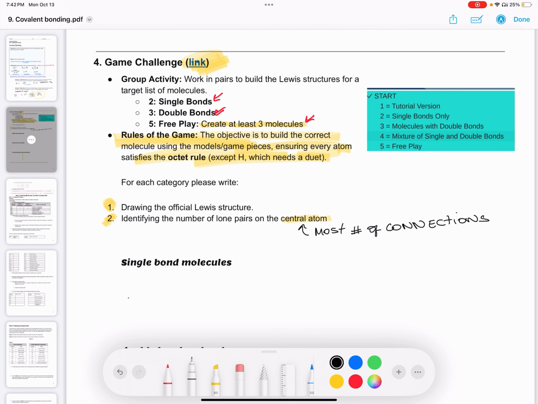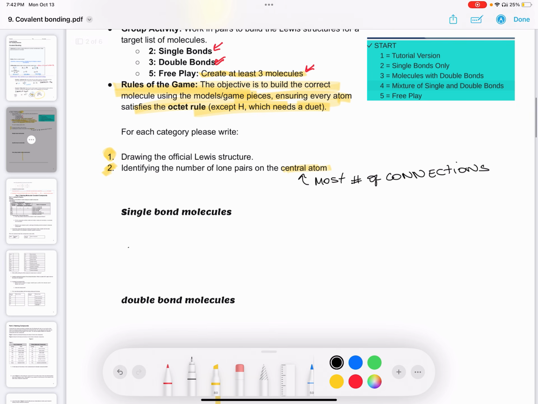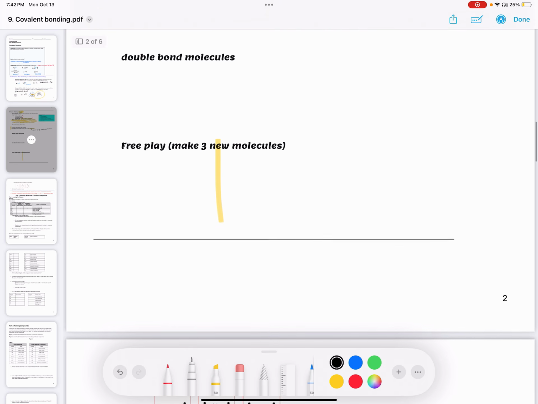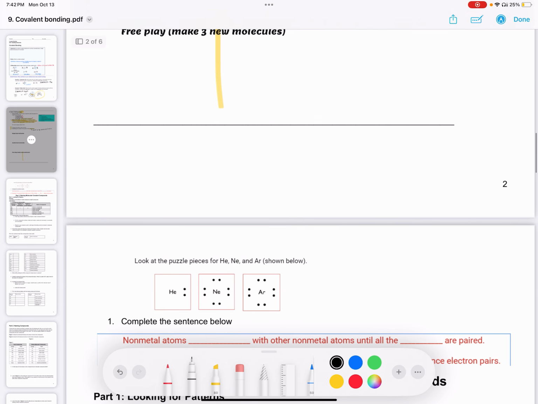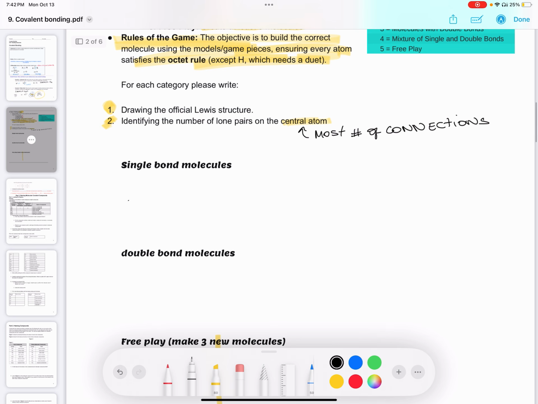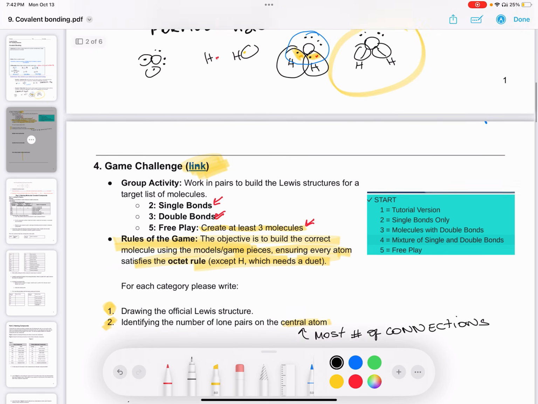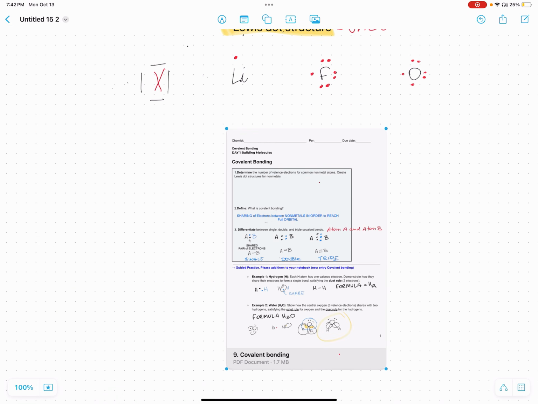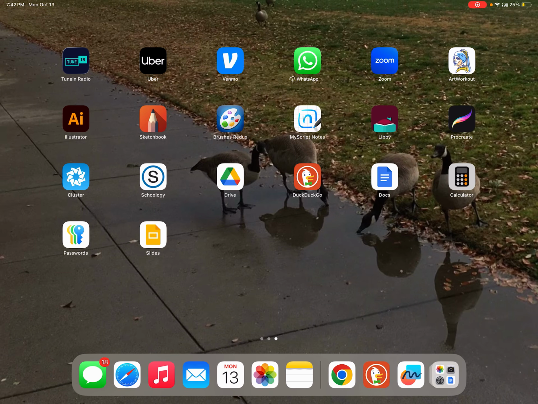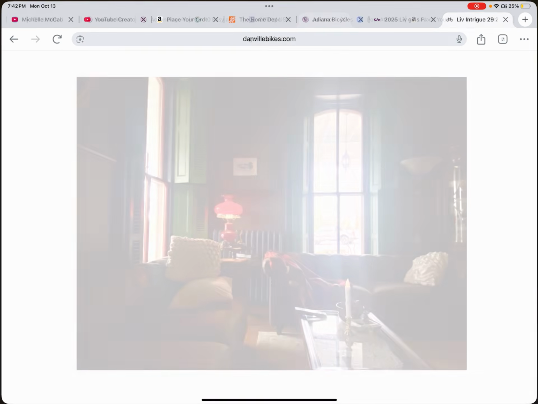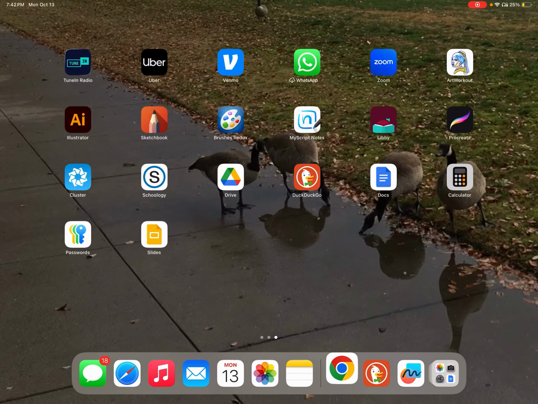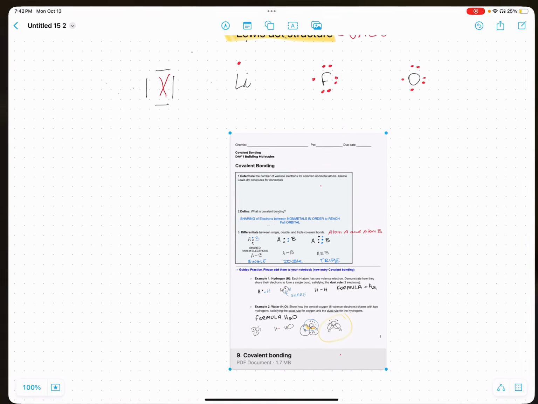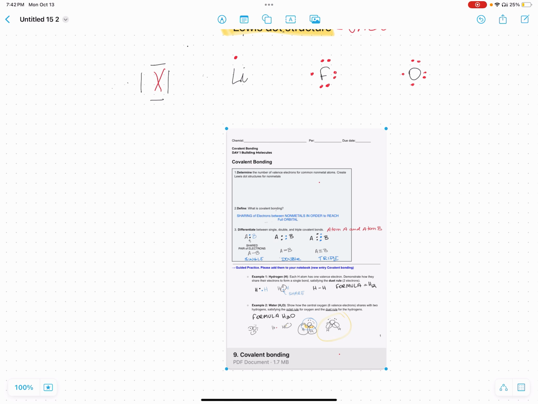All right, so you're going to be drawing the molecules that you create here, here, and then here. And that is the plan. And then we're doing this another time. Okay, but this is our goal for today. All right, so you click on this link and let me get you to that activity.